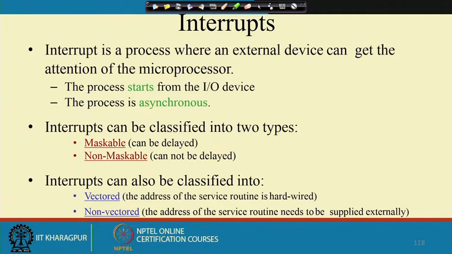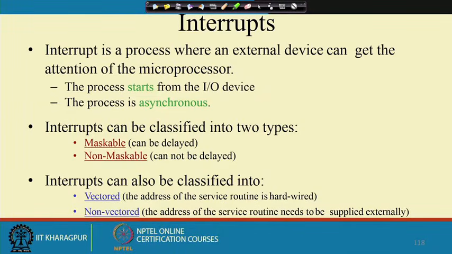Then interrupts can also be classified into vectored interrupt and non-vectored interrupt. Vectored interrupt means the address of the service routine is hardwired. So, the processor knows the address of the subroutine to be executed when this interrupt occurs. In the non-vectored interrupt, the address of the subroutine needs to be supplied externally.